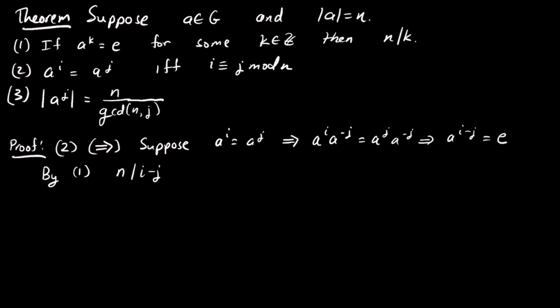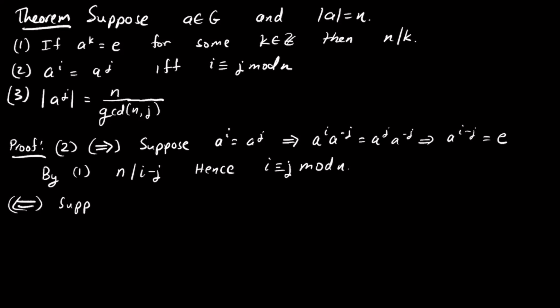So remember what 1 says. 1 says that if a to some power is equal to e, then n has to divide that power. Well, I have a to the i minus j is equal to e, so n has to divide i minus j. Well, what does that tell me? Well, that's just the definition of i is congruent to j mod n. Okay, so I've proved the forward direction. So now let's go backwards.